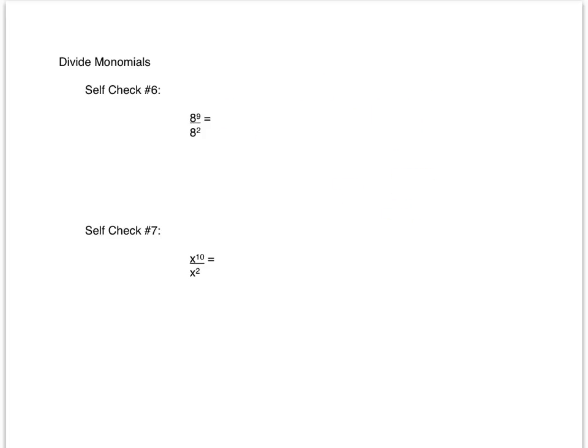Now it's time for self-check number 6 and number 7. In these examples, you will divide monomials. Work out the problems on the back of your worksheet, your note sheet. Put your answer on your note sheet, and then also put your answers on the form that you submit to me online. One thing I haven't reminded you of is how to show exponents on the online form.